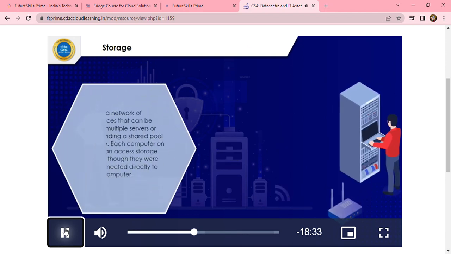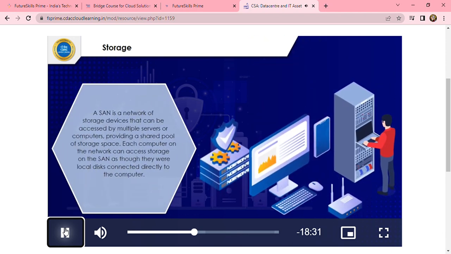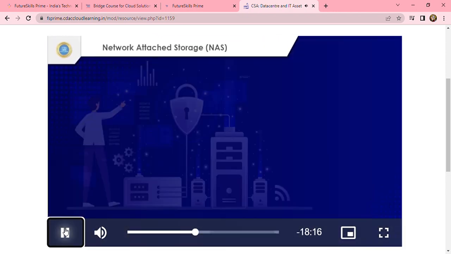A SAN is a network of storage devices that can be accessed by multiple servers or computers, providing a shared pool of storage space. Each computer on the network can access storage on the SAN as though it were a local disk connected directly to the computer. Network Attached Storage.